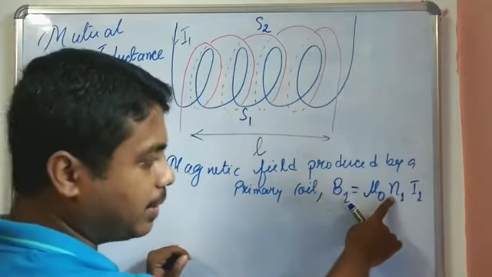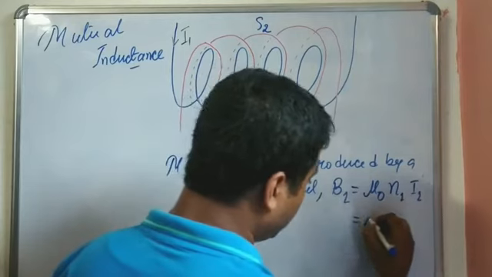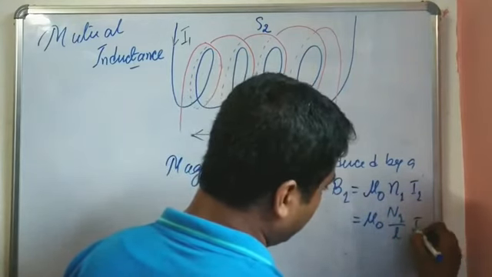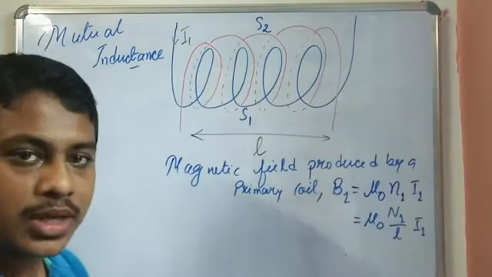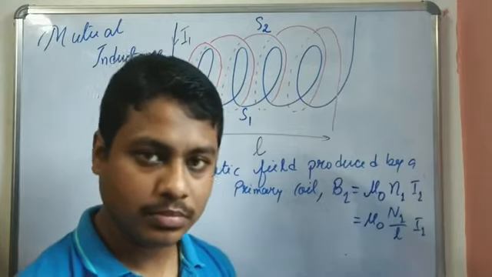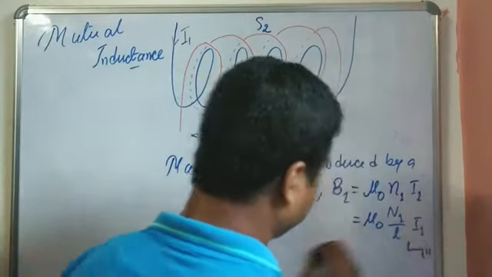This is the number of turns per unit length. Instead of writing this, you can write it in this way also, N1 by L into I1. Why am I using L? Because both solenoids have the same length L. Clear? This is marked as equation number 1.